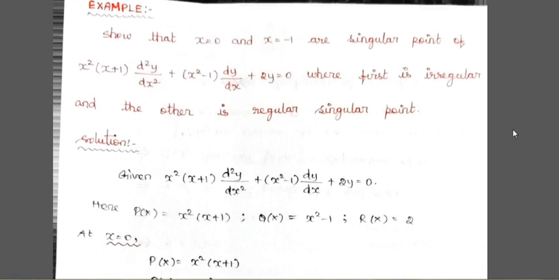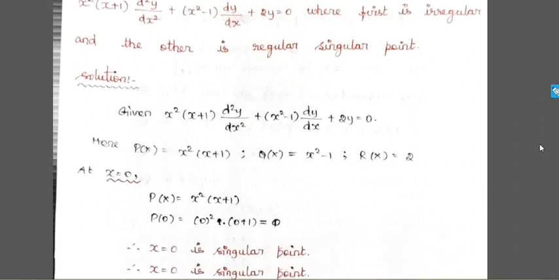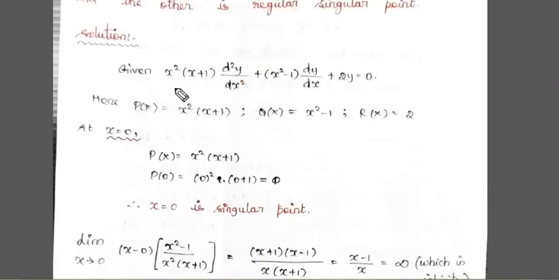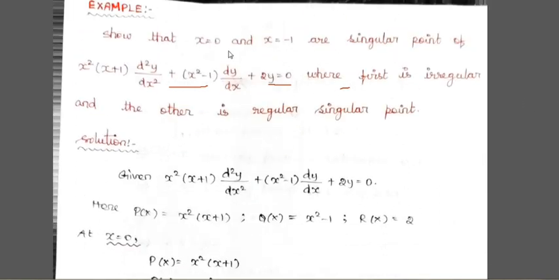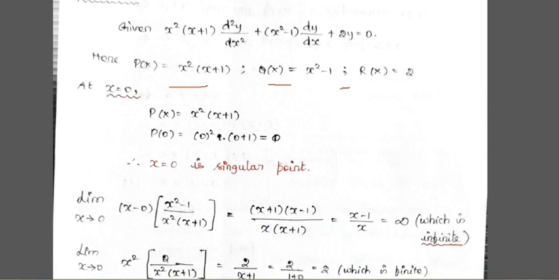Okay, come to the solution. Let's see, what is the given equation? Write the given equation: x square into (x plus 1) y double dash plus (x square minus 1) y dash plus 2y equal to 0. Here p of x equal to x square into (x plus 1), q of x equal to x square minus 1, r of x equal to 2. First, to prove whether it is regular or irregular, we first want to prove it is a singular point or not. Let's check. P of x at the point x equal to 0, that is p of 0, is equal to 0. So therefore x equal to 0 is a singular point.